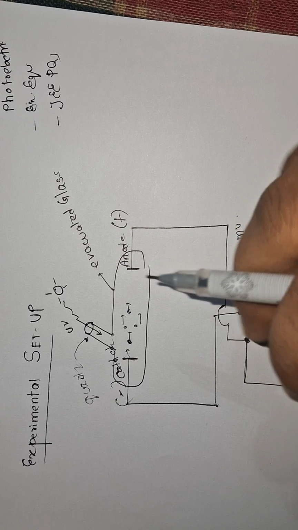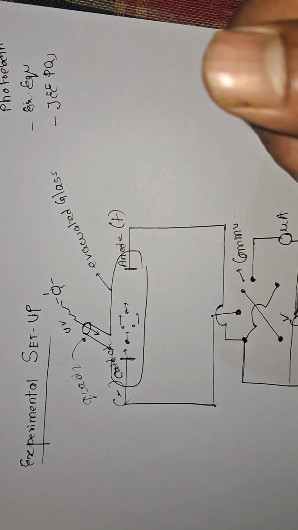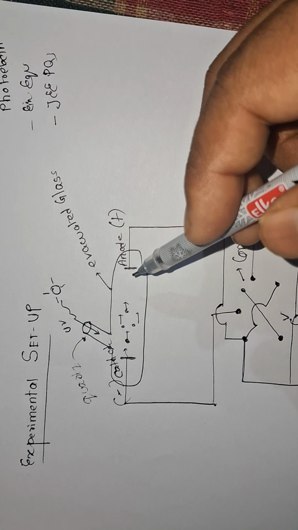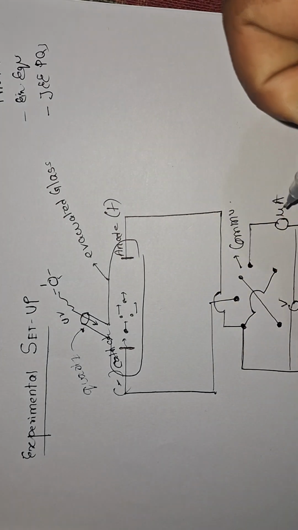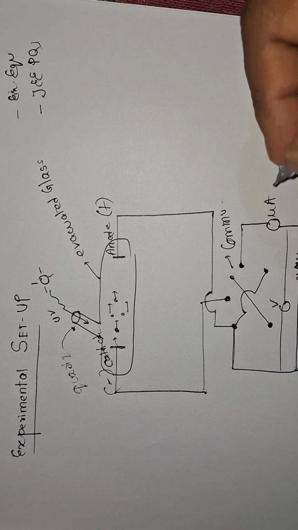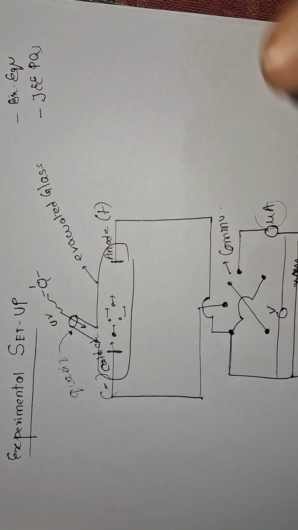Fine. So this was all his setup. Actually, he measured this photocurrent via this micro level ammeter. This is the micro ammeter connected in series. Fine. Okay, this was all his experimental setup.